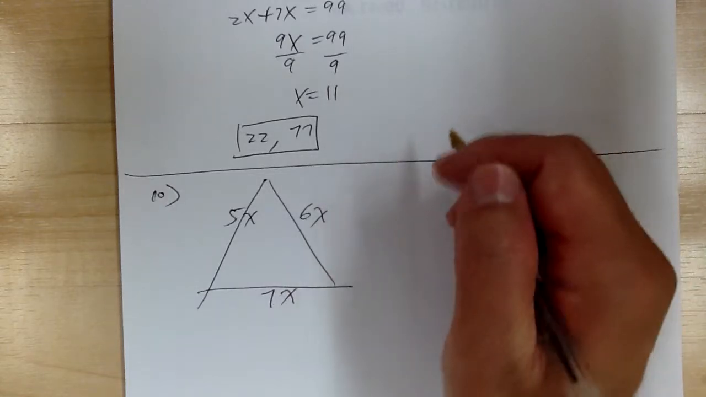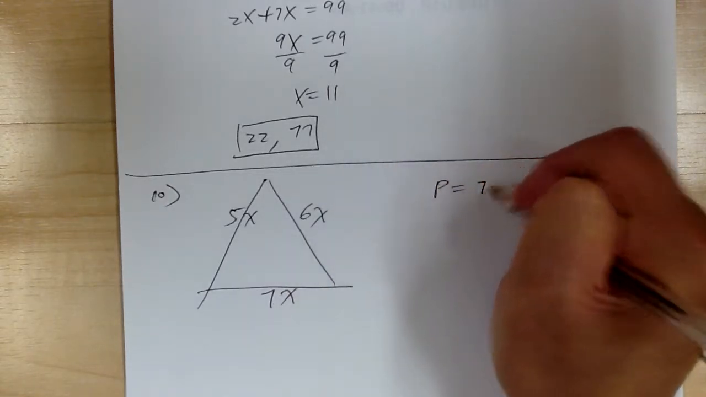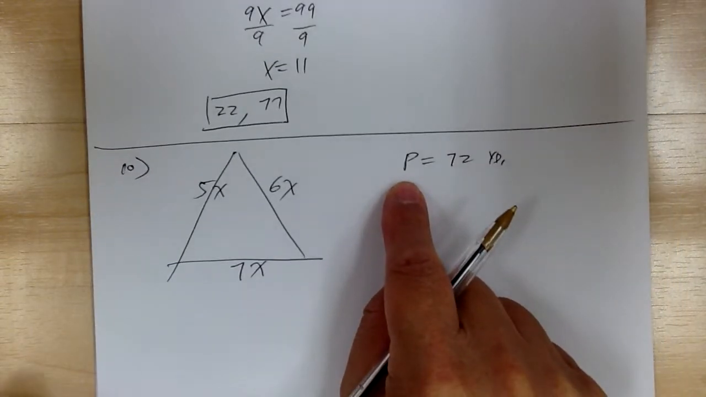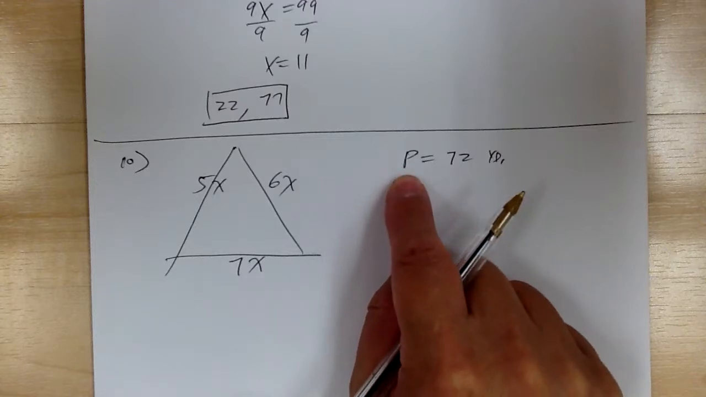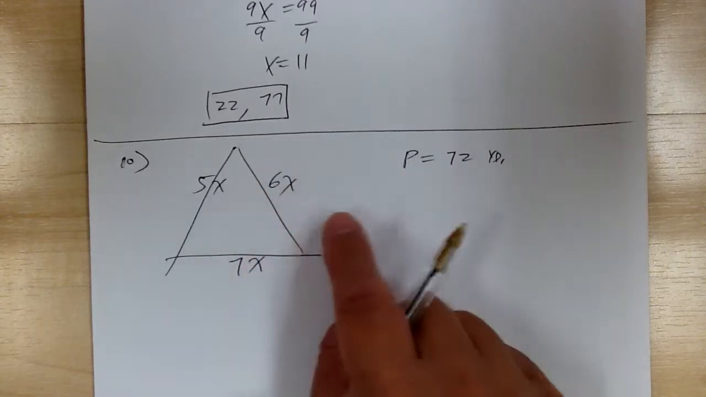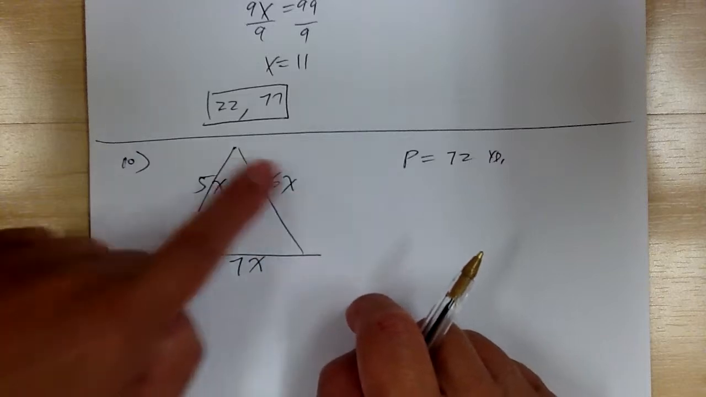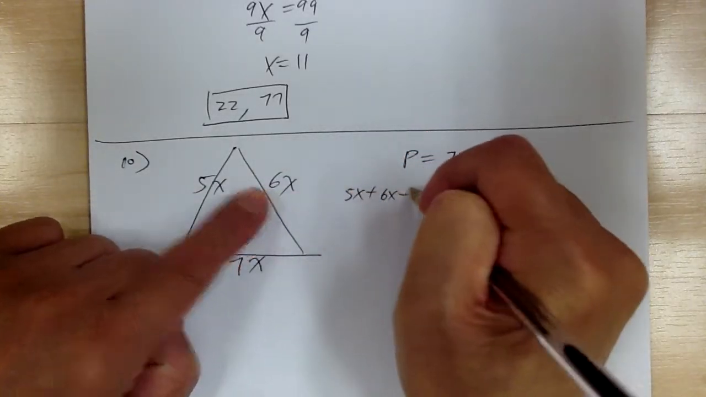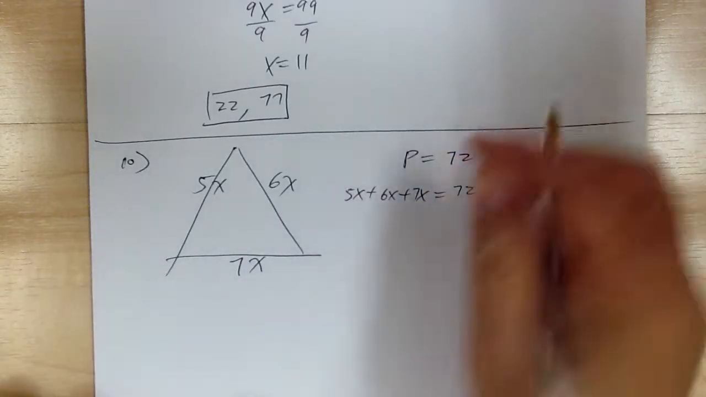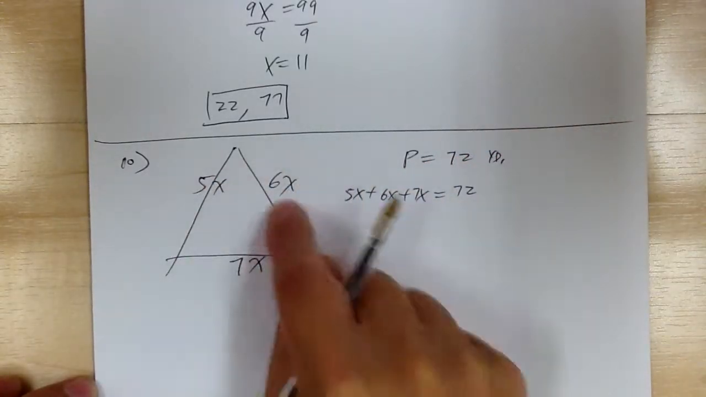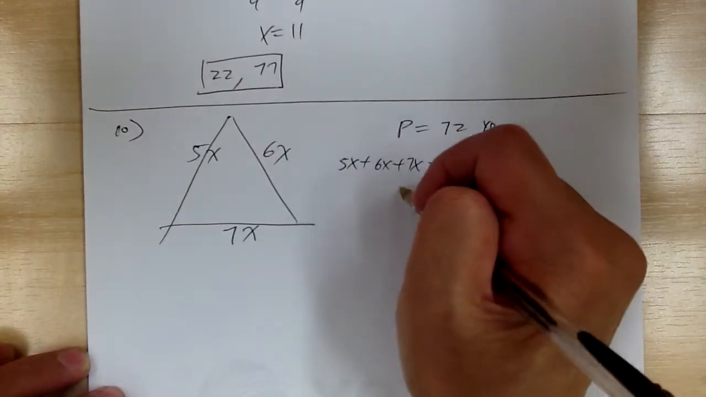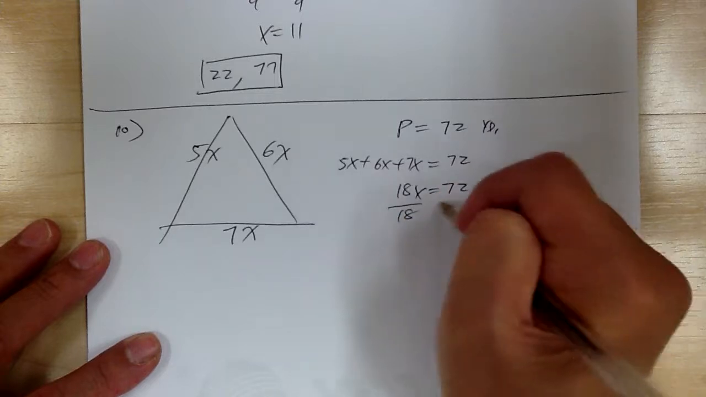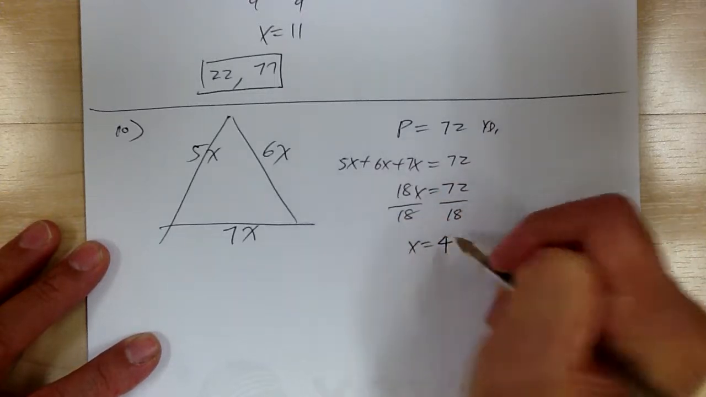And it says the perimeter is 72 yards. So perimeter equals 72 yards. Okay. So now you have to find a way to convert the perimeter into the expression over here. So perimeter is adding all 3 sides, right? So you got 5x plus 6x plus 7x equal to 72. And so you got 18x equal to 72. Divide by 18, divide by 18, so x equal to 4.